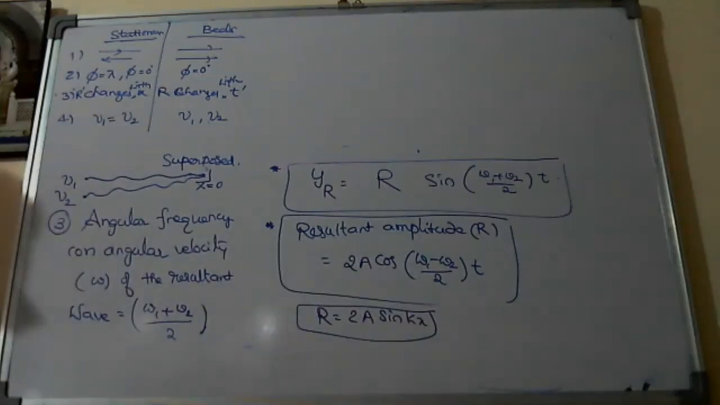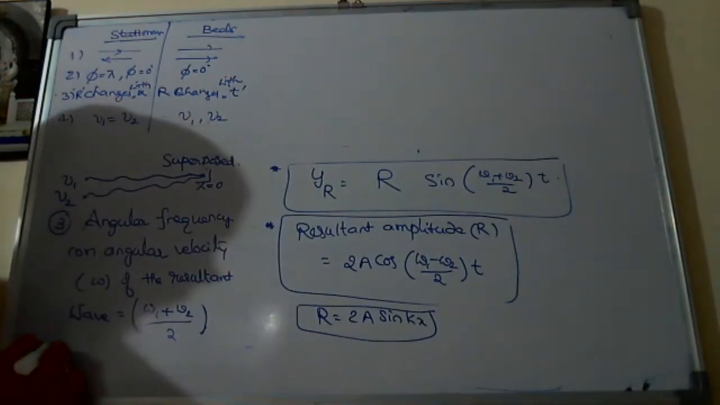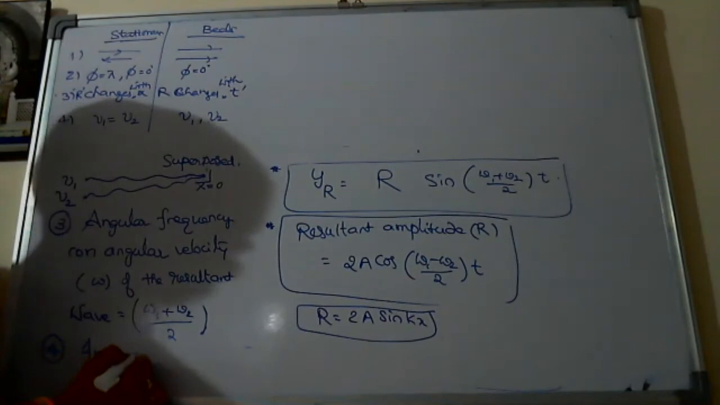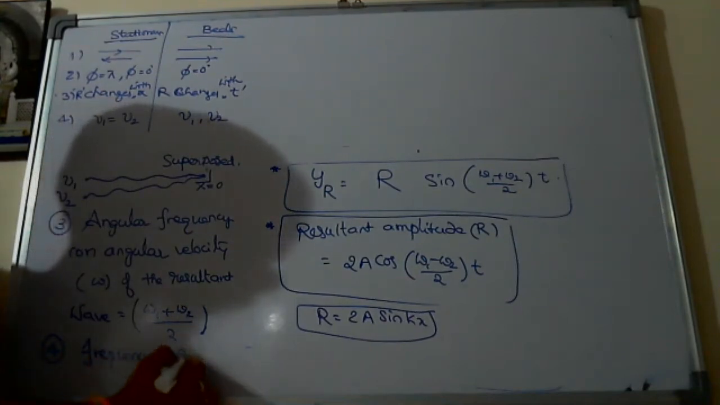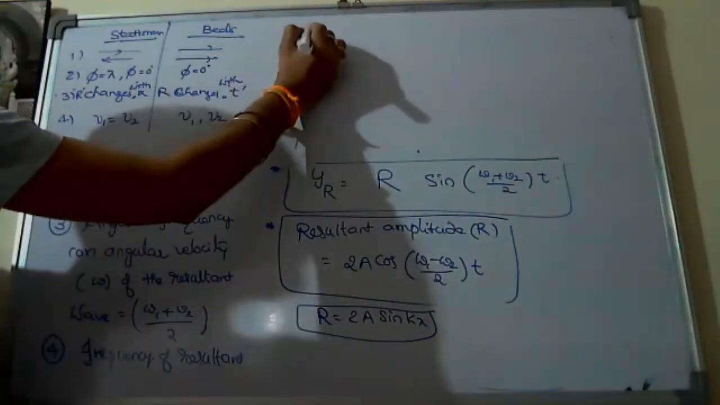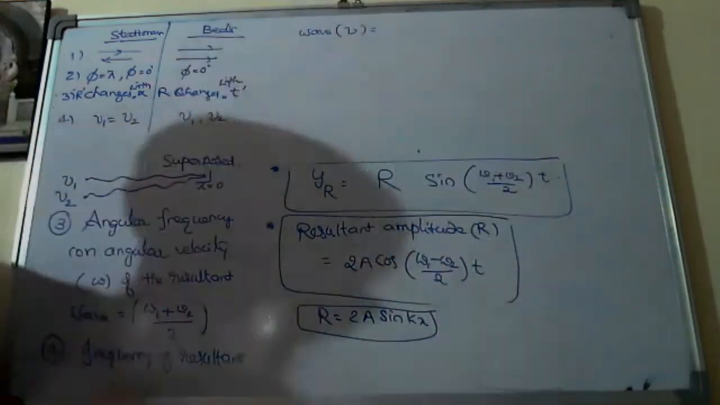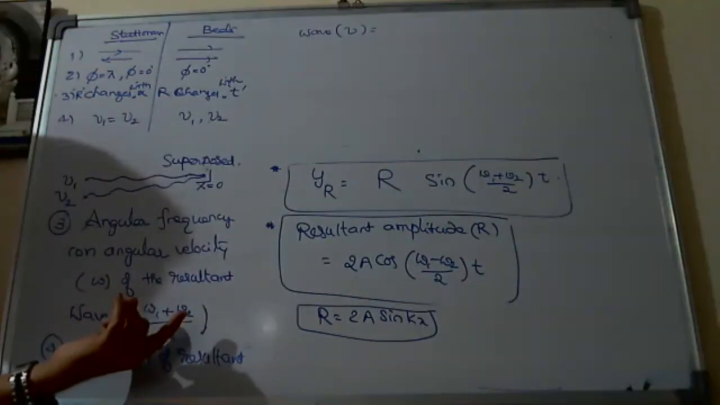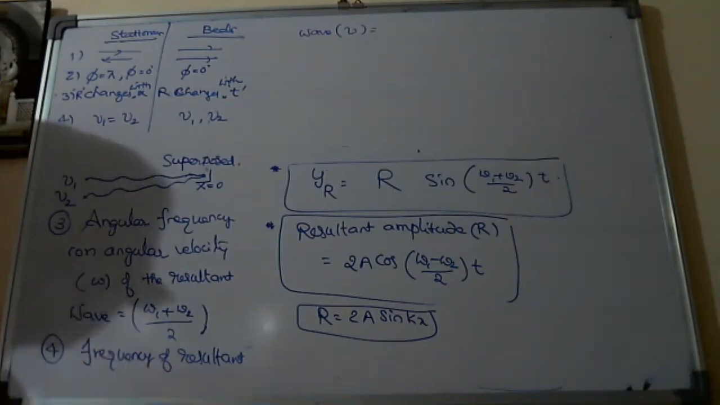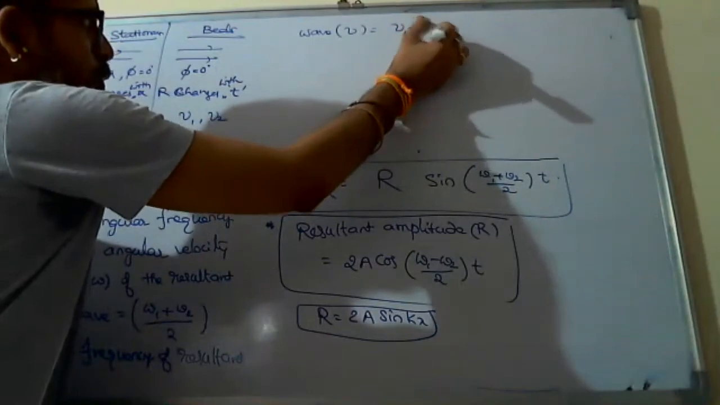Okay. From this I can say angular frequency. If they ask frequency, frequency means nu, the frequency of the resultant wave. From this, since omega is equal to 2 pi nu, I can write the frequency as (nu 1 plus nu 2) by 2.